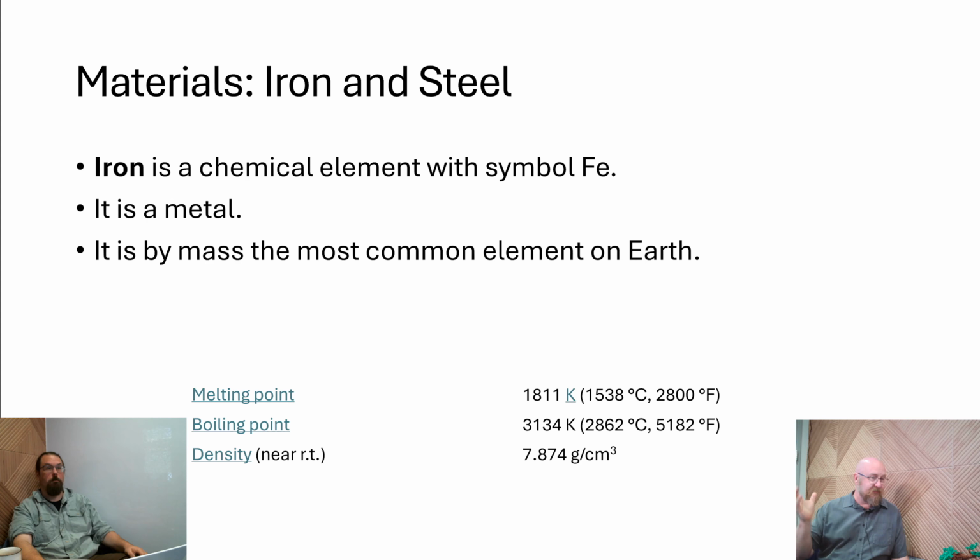Iron itself is a chemical element with the symbol Fe. So if you hear about non-ferrous metals versus ferrous metals, ferrous is what Fe is on the periodic table. And iron was kind of the first classified ferrous metal, so it gets Fe. Spoiler alert: it's a metal.